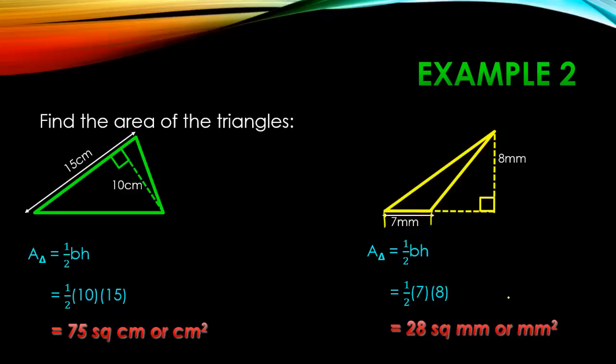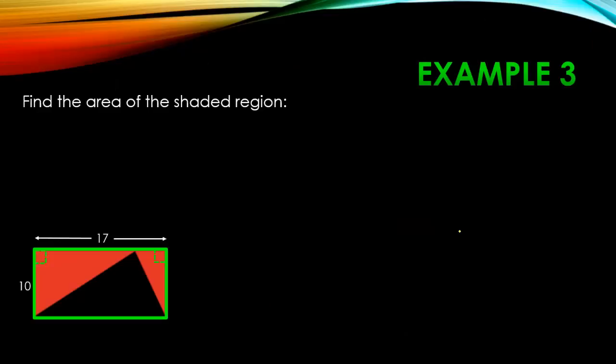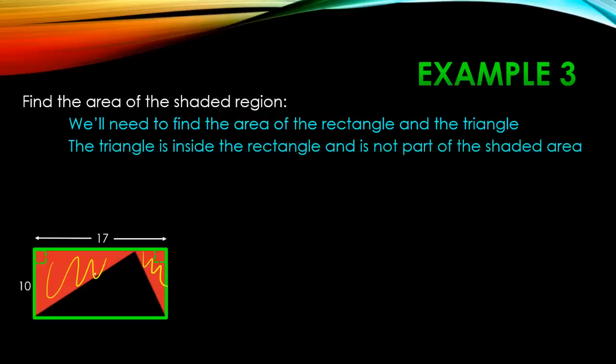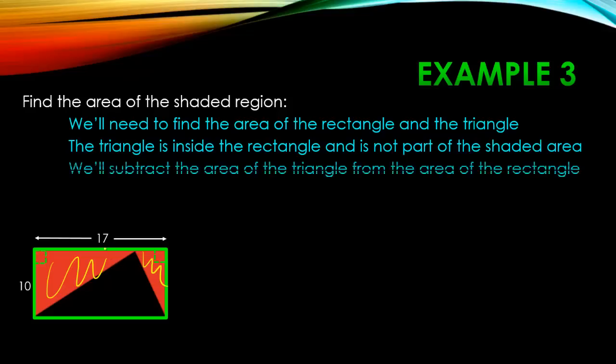Now, if you think that your test problem is going to be this easy, you're sorely mistaken. Sorry. They're going to be more like this. Find the area of the shaded region. Okay, so that means this area in here. All right. So first we need to find the area of the rectangle. Then we need to find the area of the triangle. The triangle is inscribed in the rectangle, and it's not part of the shaded area. So we're going to find the area of the triangle and subtract that from the area of the rectangle, which should leave us with just this. Not should, will. So let's find the area of the rectangle.